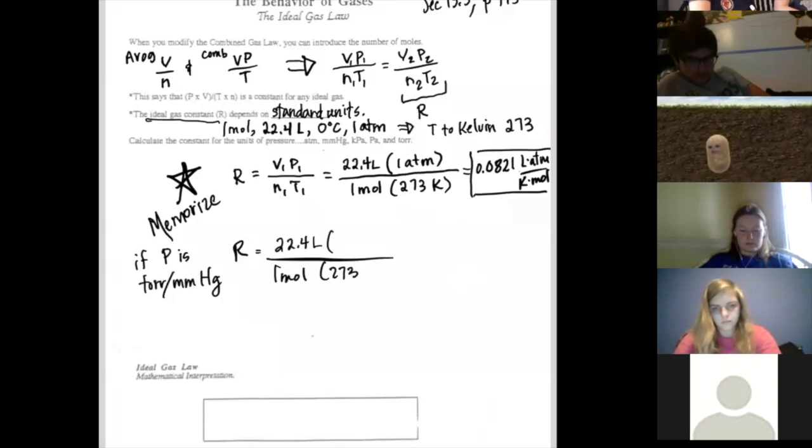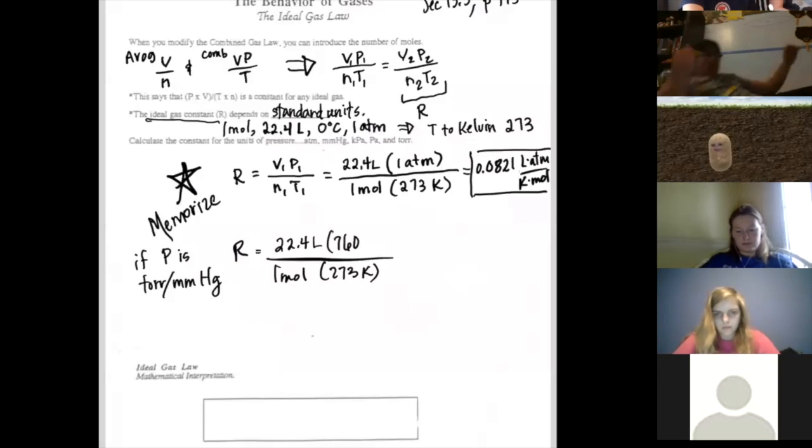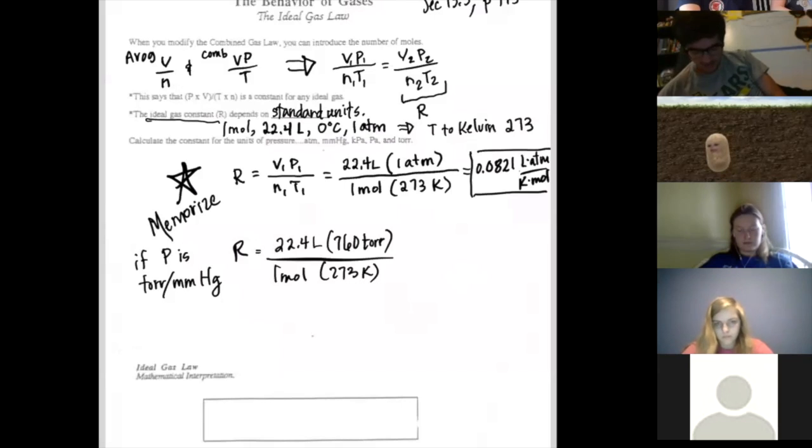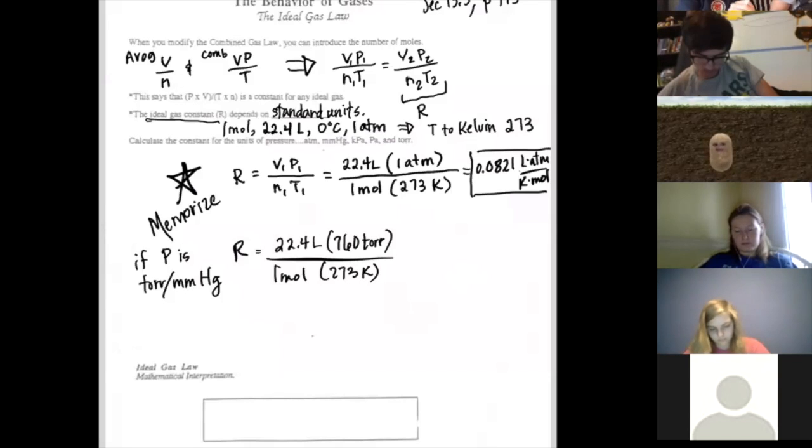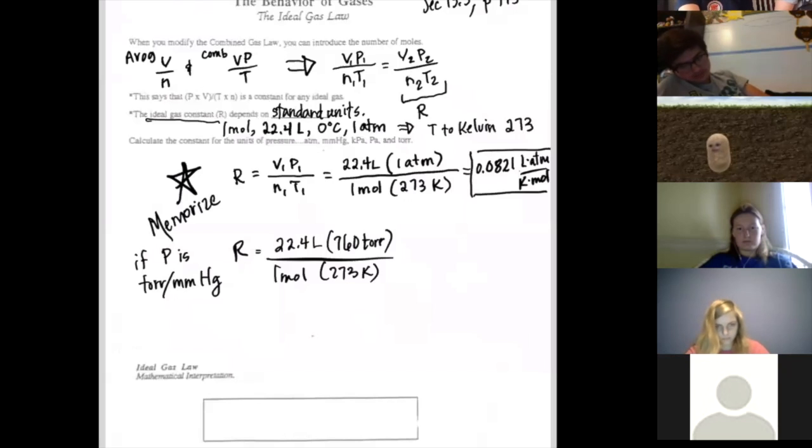What is 1 atmosphere in terms of torr and millimeters of mercury? 760 torr or millimeters of mercury. Correct. So we'll use torr because it's easier to write. So if I do that, then I have an R value in terms of torr or millimeters of mercury. So when I use it, I would have to make sure my pressure is in torr or millimeters of mercury. So you can calculate any R value based on this equation for any of the pressures that we used, as long as you use the standard pressure unit.